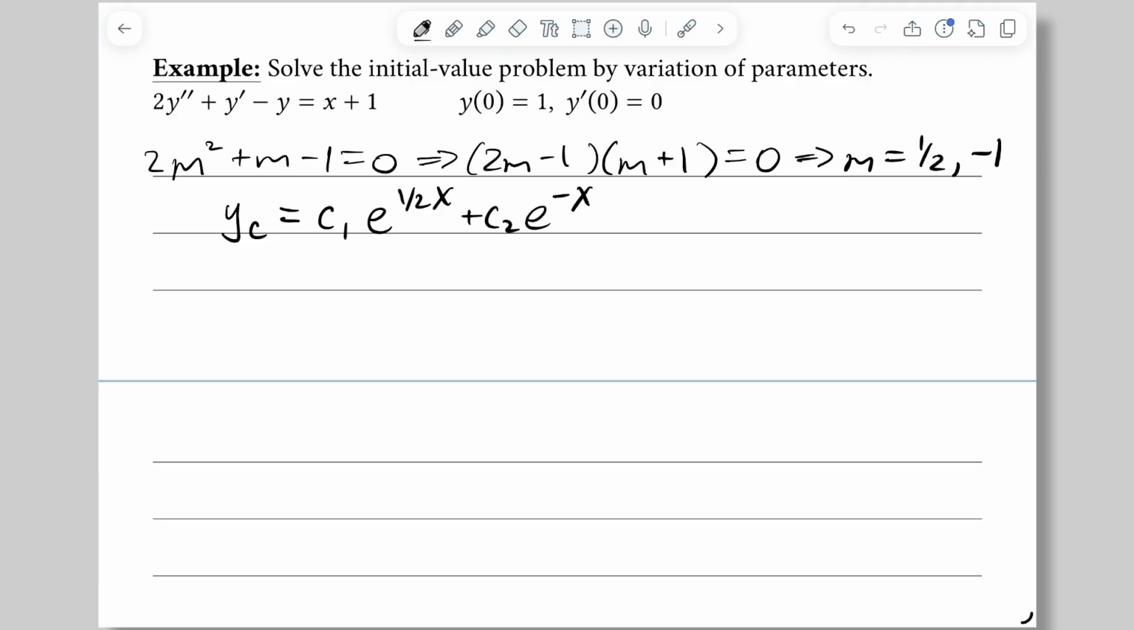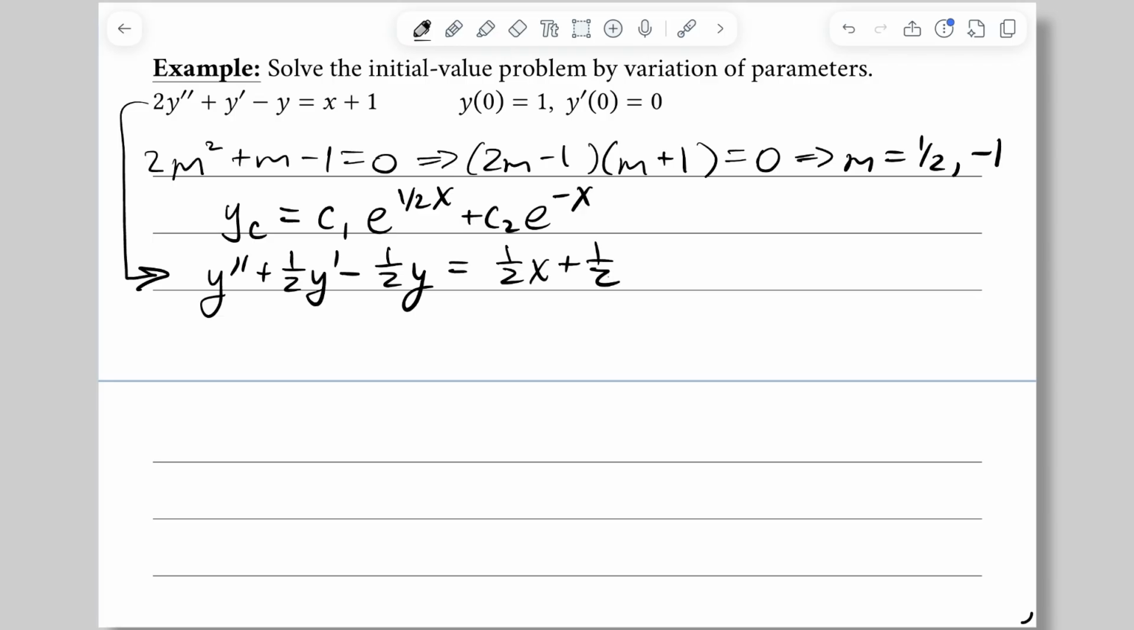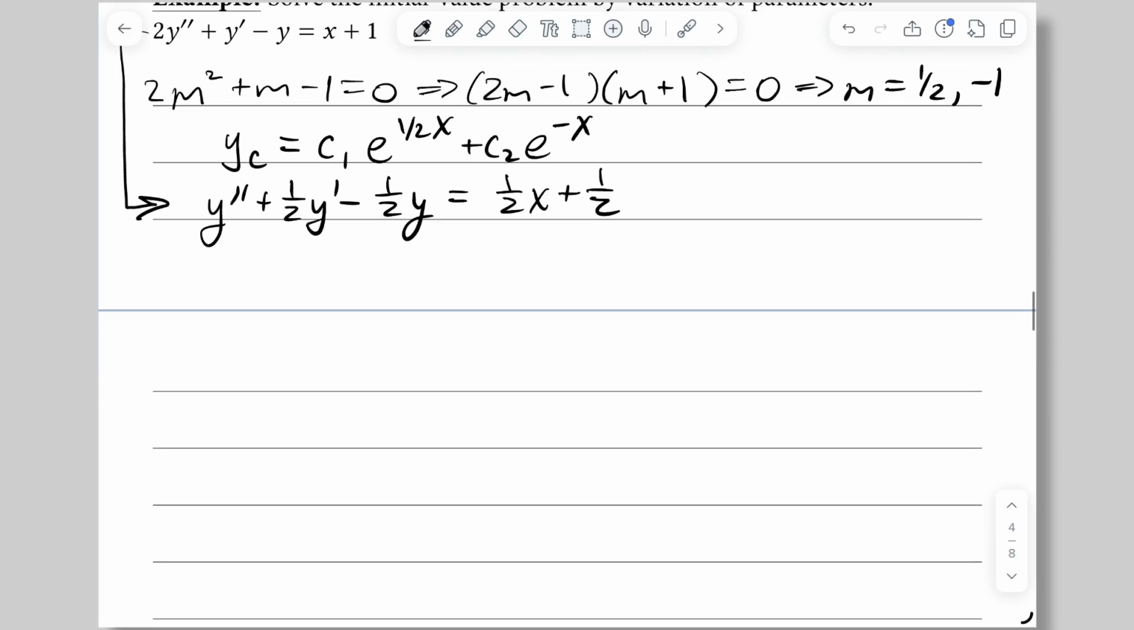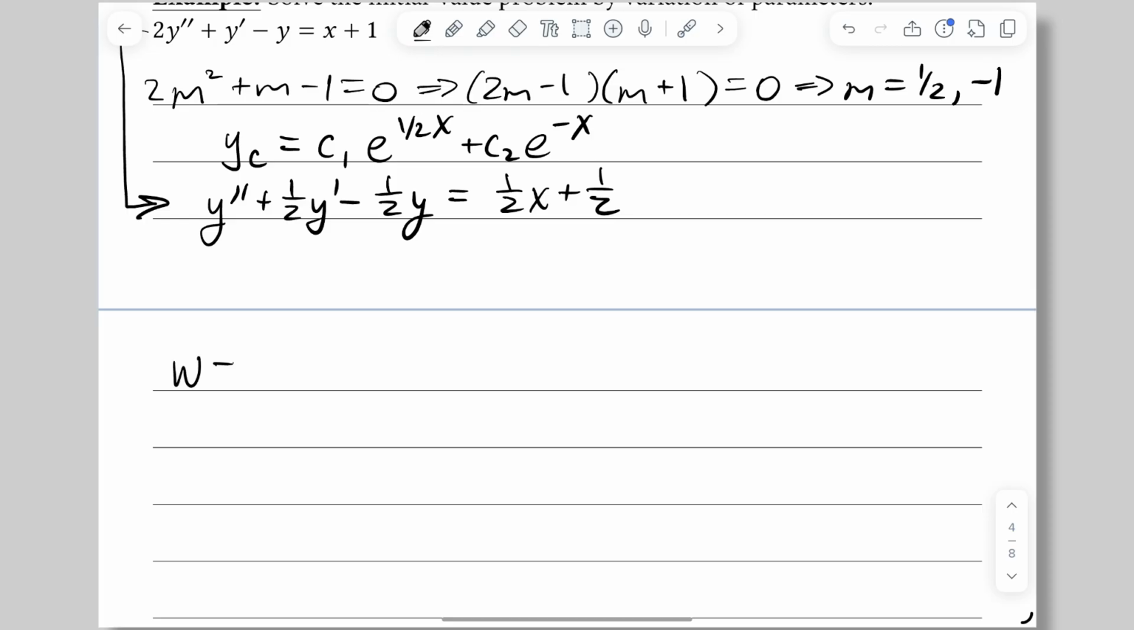Now before we form W1 and W2 for variation of parameters, we need to put the equation into standard form. So we've got y'' + 1/2 y' - 1/2 y = 1/2 x + 1/2. That standard form doesn't matter for W because W just comes from y1 and y2. It does matter for W1 and W2 because we're replacing the columns with 0 and then f(x). So this, in this case, is our f(x).